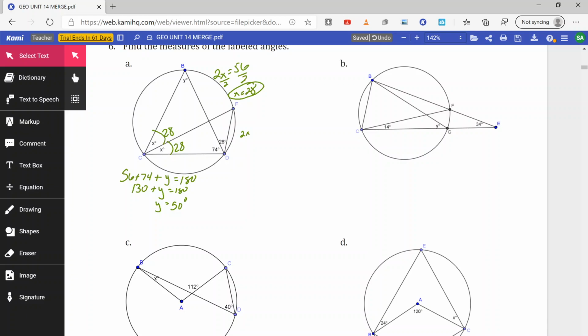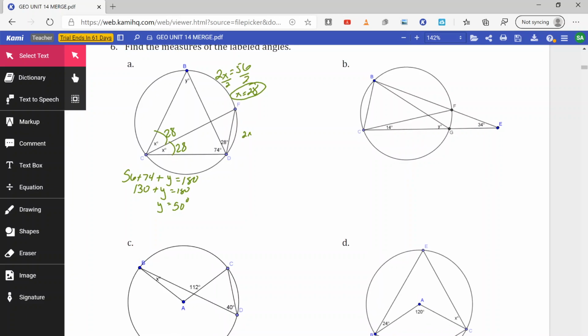Now for angle B, I have angles of 34 degrees, 14, y. So what I need to do is figure out what exactly is missing here. So how are we going to figure that out? Well, we know due to the inscribed angle theorem, CGB is going to be double y.